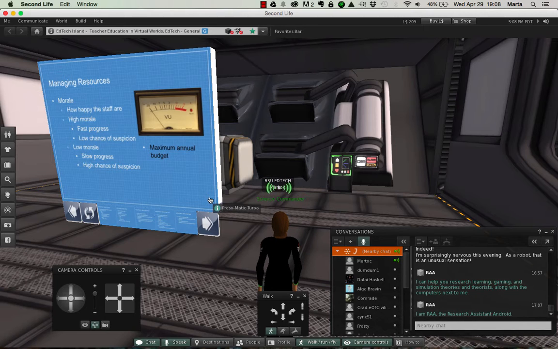The big resources that I identified that I want to have students manage are first morale. So have a dial or a gauge to measure how happy the staff of the project are. And when the morale is at its highest, so when it's in the top third or so of the bar, you get faster progress on building the gadget. So that bar that helps you win the game fills up a little bit faster. The idea is happy people tend to be more efficient.